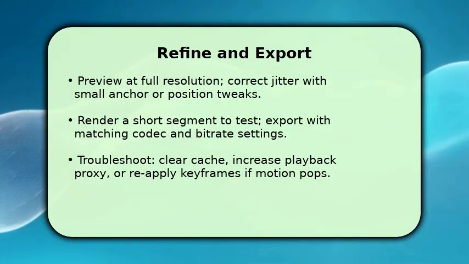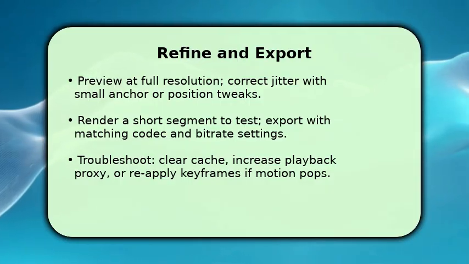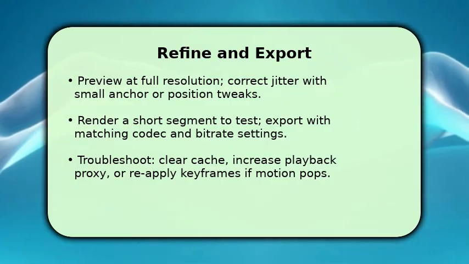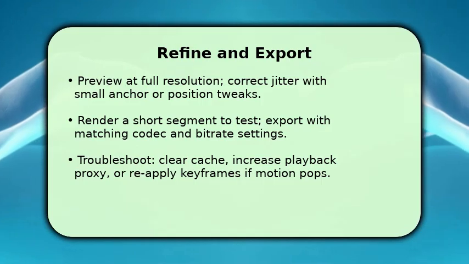If motion glitches, clear the cache, enable a higher quality proxy, or recreate the offending keyframes. This usually fixes popping or misaligned easing and keeps your final clip smooth.